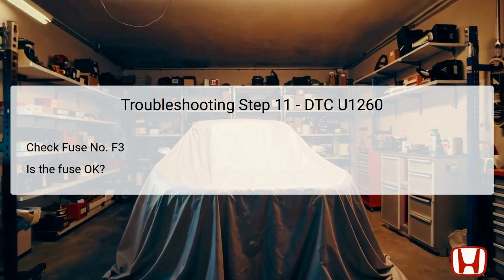In the 12th step, verifying the integrity of the auxiliary transmission fluid pump relay becomes essential. The first action entails removing this relay to conduct a standalone test for functionality. If the relay is found to be operational, it indicates that it does not contribute to the malfunction indicated by DTC U1260. On the contrary, if the relay is defective, it should be replaced.